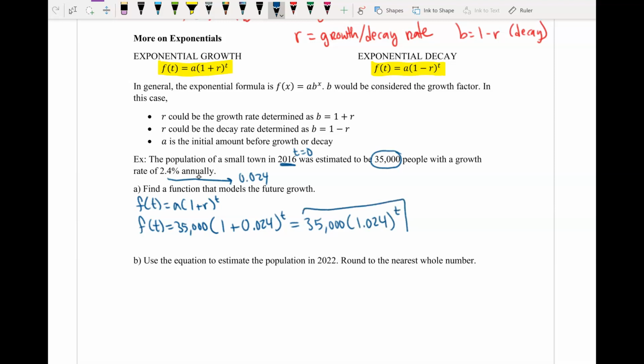So notice that this is going to give me how many people there will be at a particular time. Because that 1 is adding that extra amount, it's adding that 35,000. If you didn't have that, it wouldn't quite give you what you wanted. So this tells you everything. Remember, there's a difference. This right here is the growth rate, the rate at which it's growing. This is the growth factor.